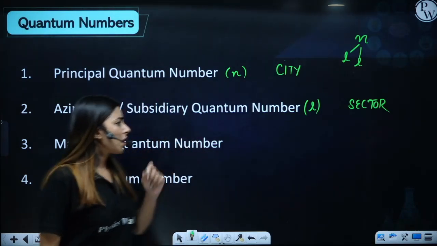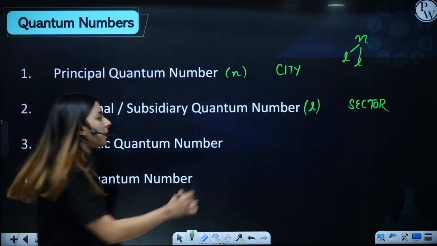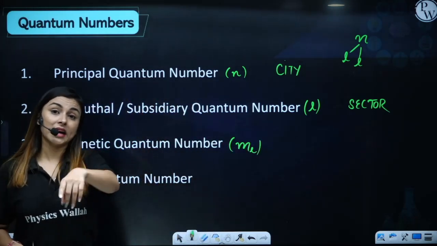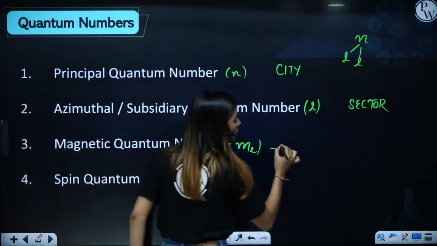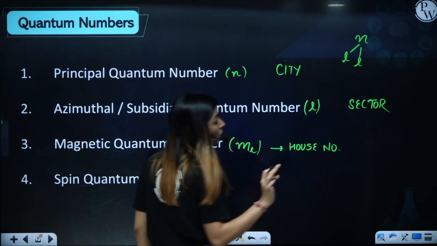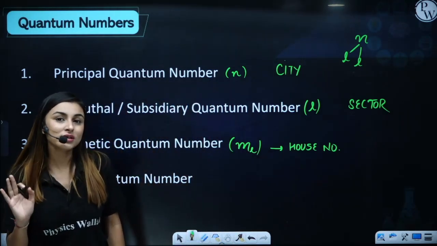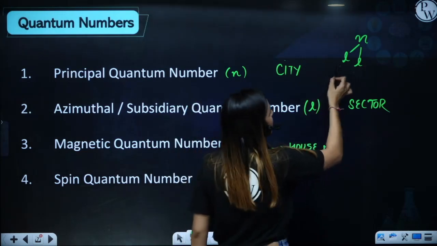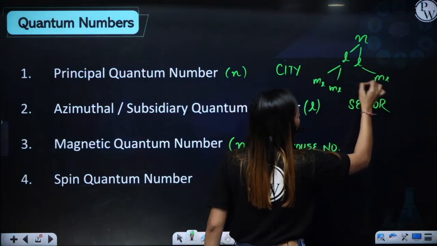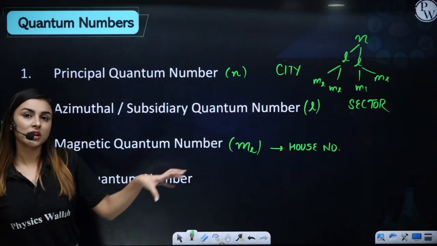Similarly, the third quantum number, which is your magnetic quantum number, is denoted by ml, right? Yes. And my dear students, in a sector, what will it denote? It will denote the house number. And I know that in one particular sector, there can be a lot of house numbers. Similarly, I can say that there can be ml, this will also have ml, this will also have ml. So ma'am, in a city, there can be more than one sector.